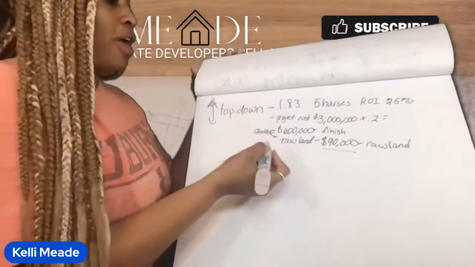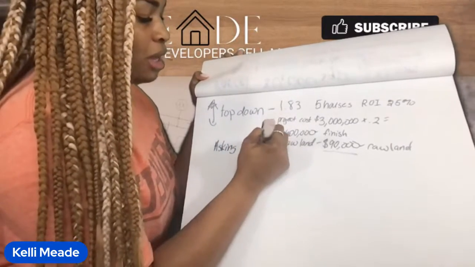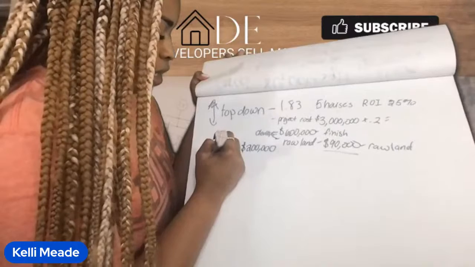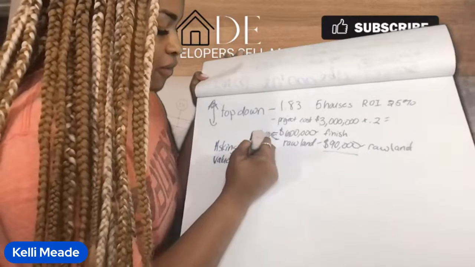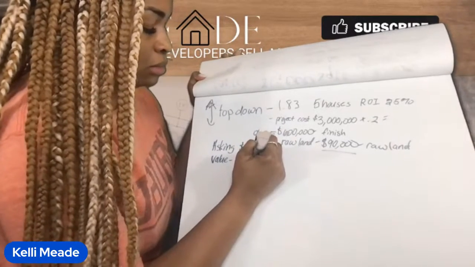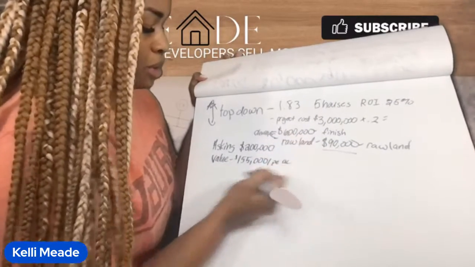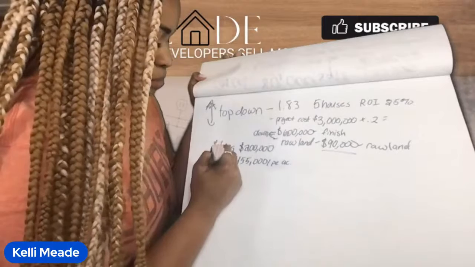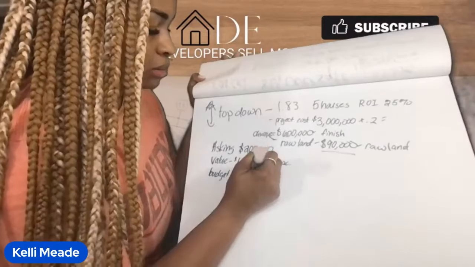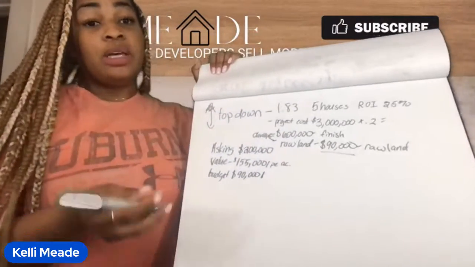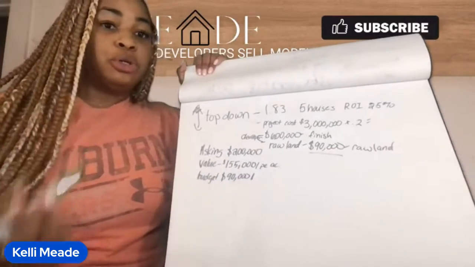So now we know that they're asking 200,000. We have identified a value based on sold comps of 155,000 per acre. But for budget reasons, we need to get the land at 90,000. So what do we do? There's a lot of different things you can do. I talked to some of my developers and builders that are looking to build on land.